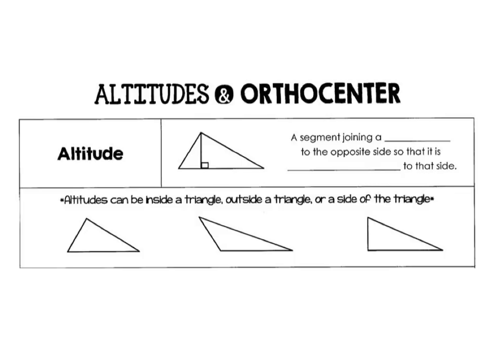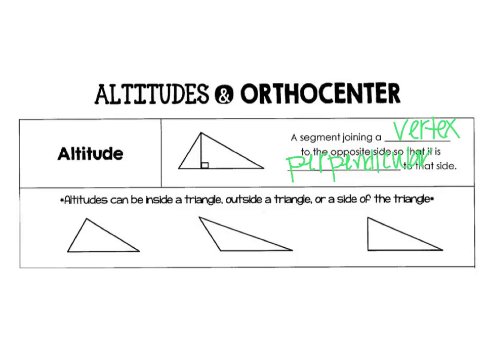All right, now we're going to be talking about altitudes and orthocenter. So first of all, what is an altitude? An altitude is a segment joining a vertex to the opposite side so that it is perpendicular to that side.